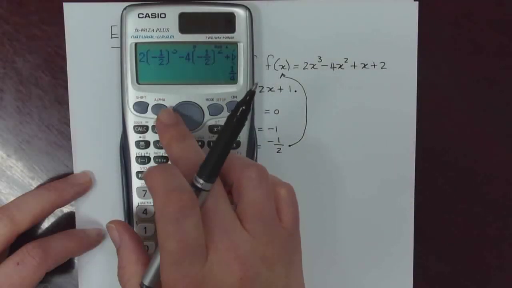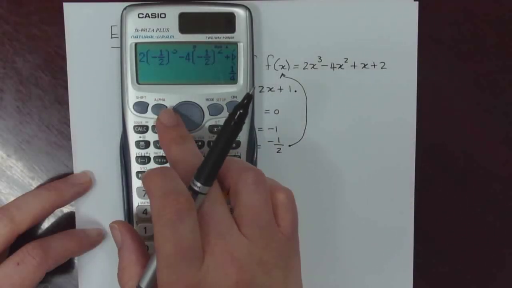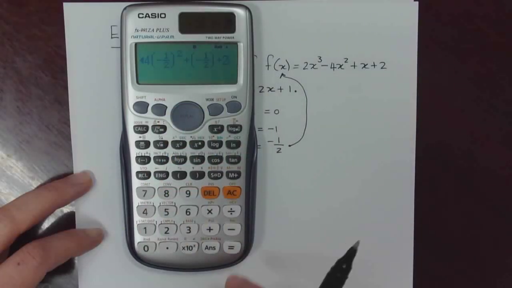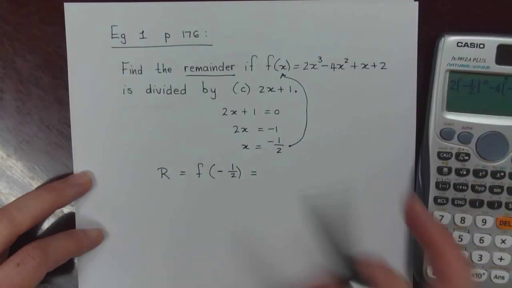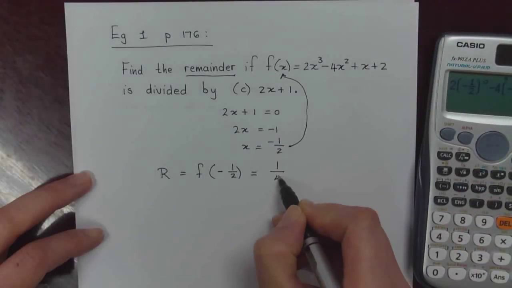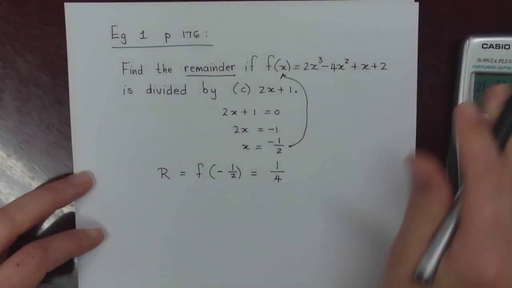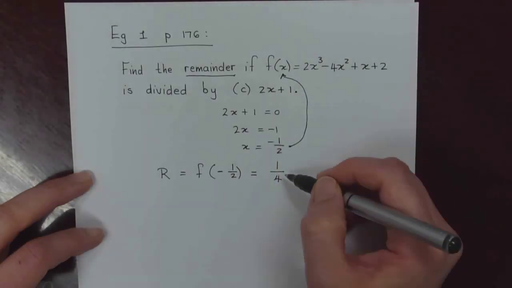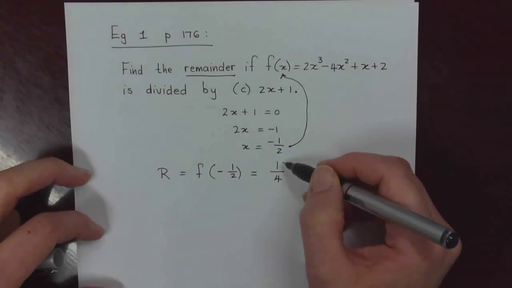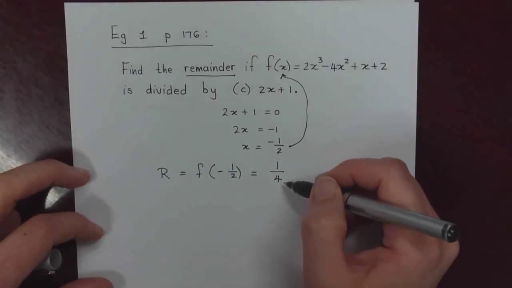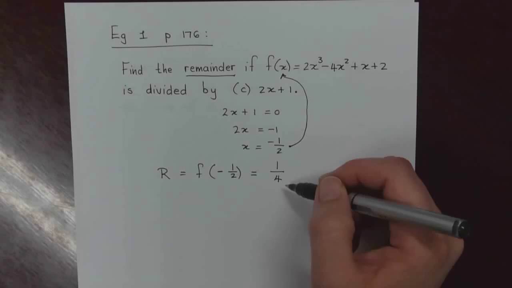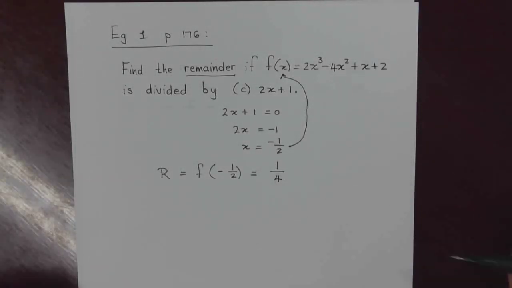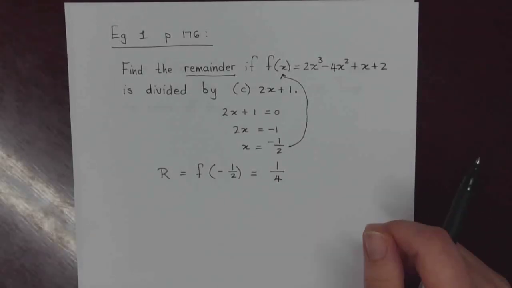Let's just double check that. 2 times negative a half cubed minus 4 times negative a half squared plus negative a half plus 2, and I end up with a remainder of a quarter. So that's telling me if I divide this particular polynomial by that divisor, I end up with a remainder of a quarter. And you will also see, if you are following in the textbook on page 176, that is the correct answer. The remainder is a quarter. So very easy and simple and straightforward to use.